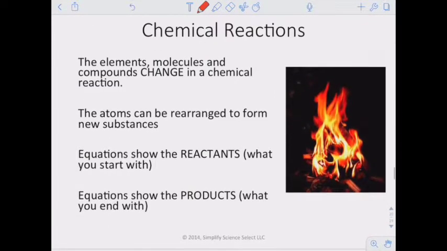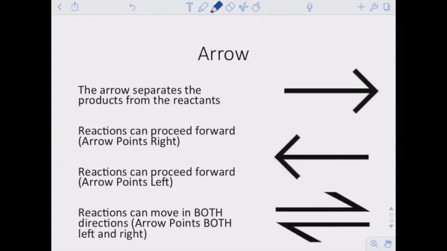Now, chemical reactions. The elements, molecules, and compounds change in a chemical reaction. They change by the movement of electrons, as valence electrons. The atoms can be rearranged to form a new substance. And reactions show the reactants, and this is a big thing. Reactants are what you start with. And equations show the products, and the products are what you end up with.